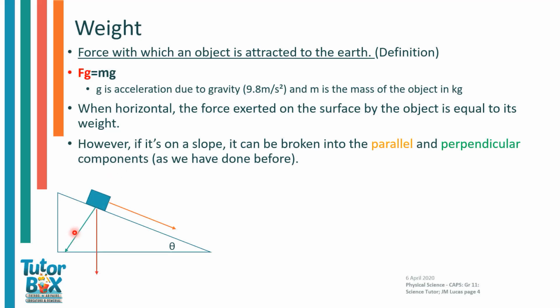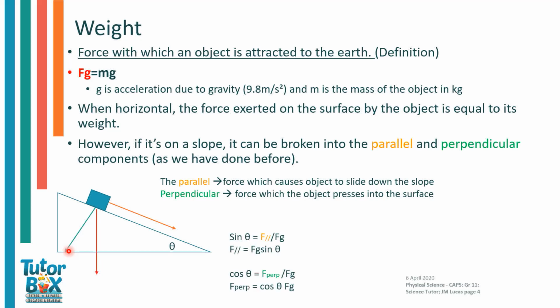That is very important. Sine theta equals F parallel over Fg. So the parallel component is equal to your weight times sine theta, which is similar to your Y component. Then cos theta equals F perpendicular over Fg. So F perpendicular is cos theta times your weight, which is similar to your X formula.